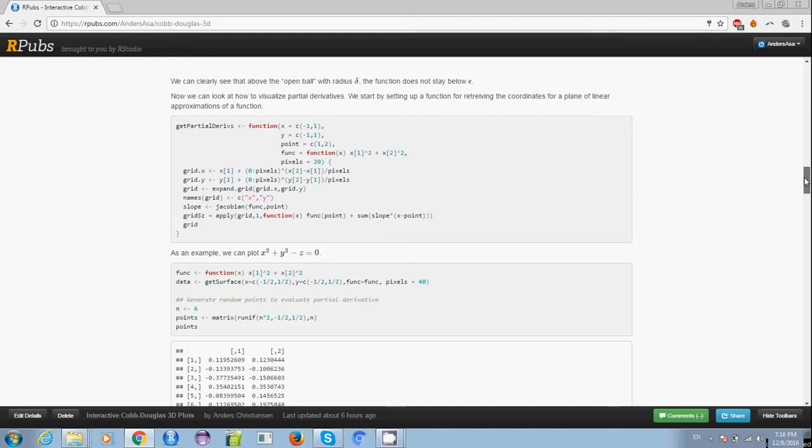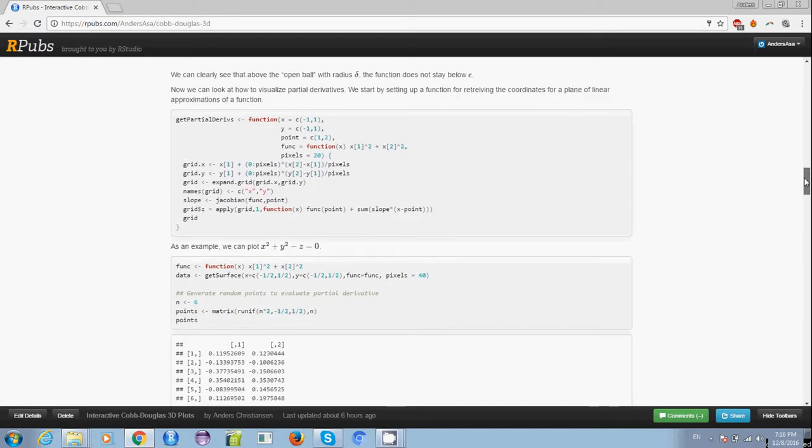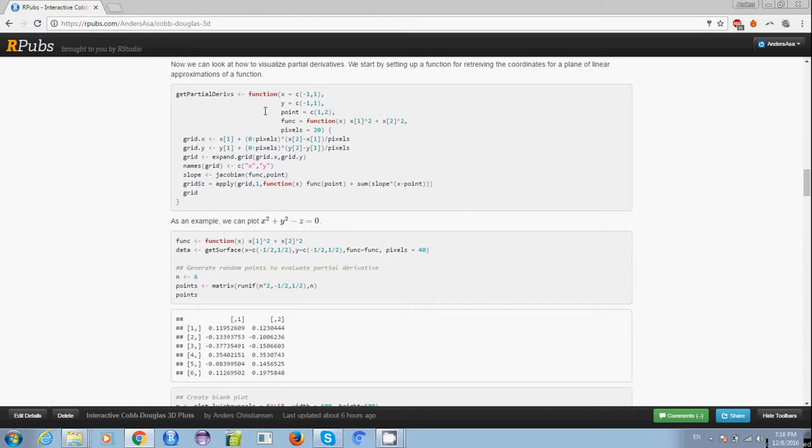Another thing we can do is look at partial derivatives. So here's another function very similar to getSurface, getPartialDerivs. What this function does is it gets a Jacobian matrix, and it can plot the partial derivatives. So here's the part of the function that gets that Jacobian matrix, and then it uses that slope to calculate the coordinates for where you want to be for any point in 3 dimensions.